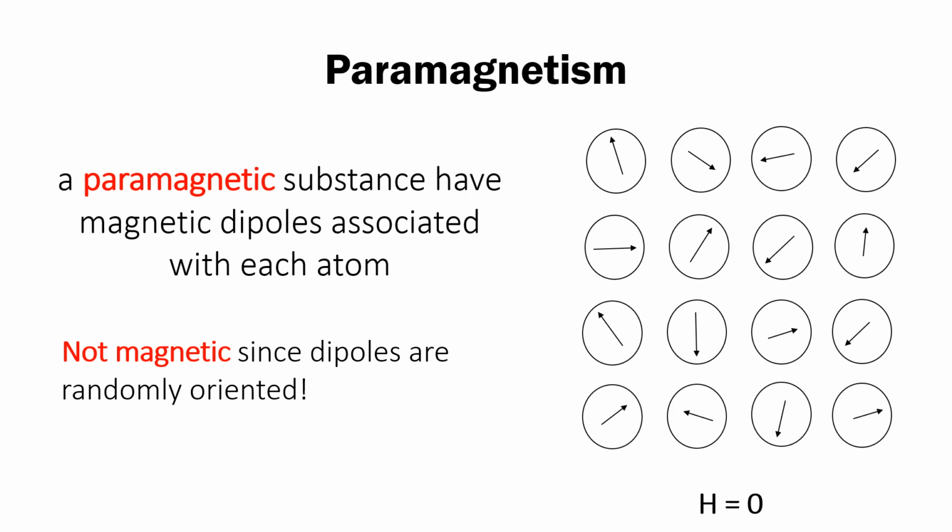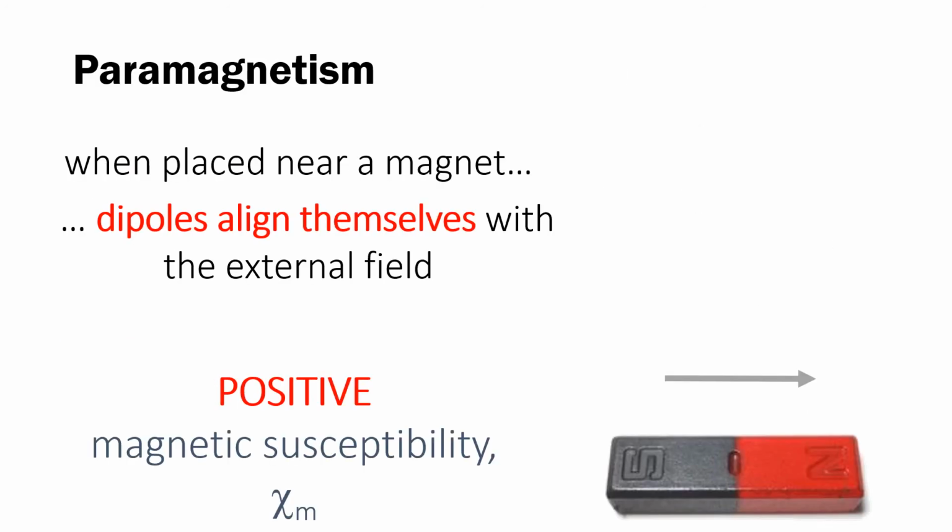So next we have paramagnetism. A paramagnetic substance has magnetic dipoles associated with each atom. But yung magnetic dipoles natin dito, they are randomly oriented, which makes your material not magnetic. But when placed near a magnet, your dipoles will tend to align themselves with your external field, making paramagnetic materials have a positive magnetic susceptibility.